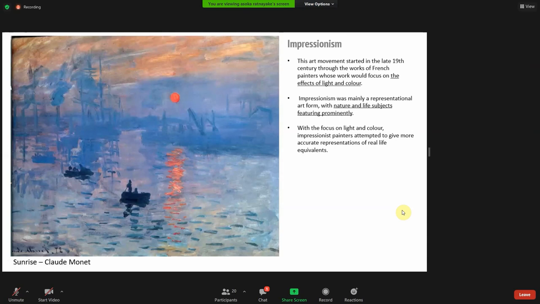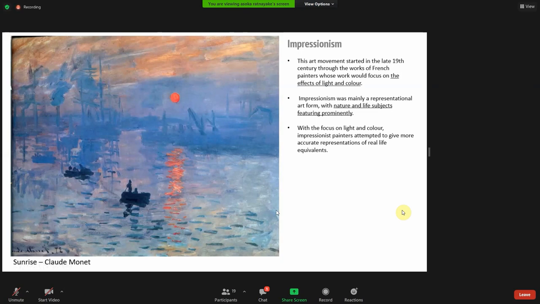So last time, the last art movements we discussed were realism and, what is the other one? Romanticism. So after the end of the Renaissance, it was more about realism. After realism, being realistic, what is the art movement that came up? The art movement that followed realism is impressionism.